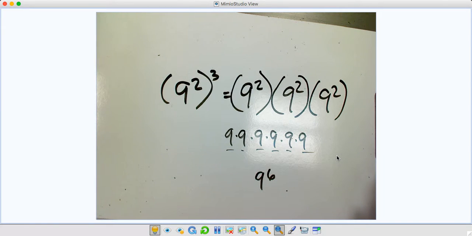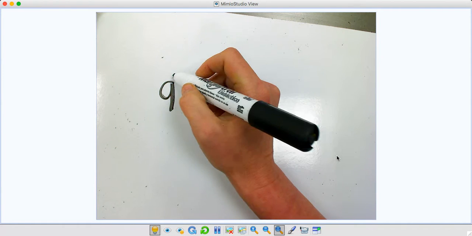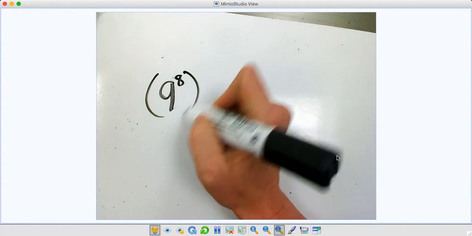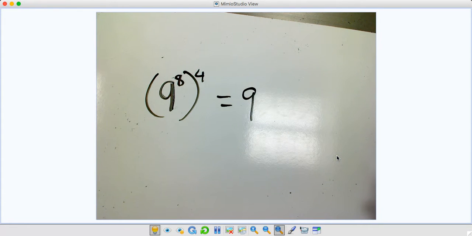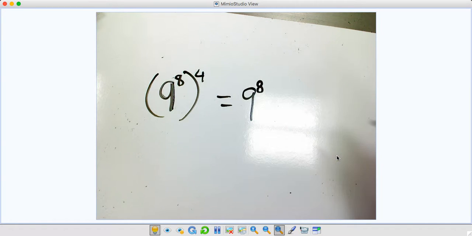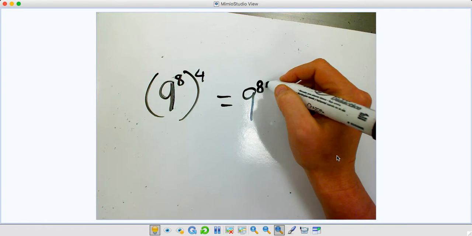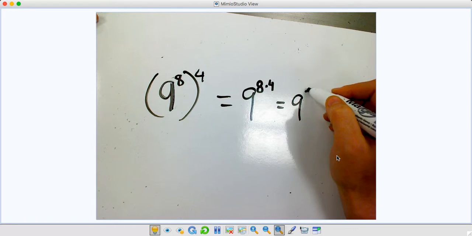Really? You already know? All of you? Okay, well, go ahead. Tell me what the power of powers law is then. You're right. You keep the same base. So 9 to the 8th power to the 4th power. Keep the same base. Got a 9. Yeah. Then you take the exponent that's on the inside, 8, and you multiply it by the exponent that's on the outside. Yeah. So we get 9 to the 32nd power. That is so right.